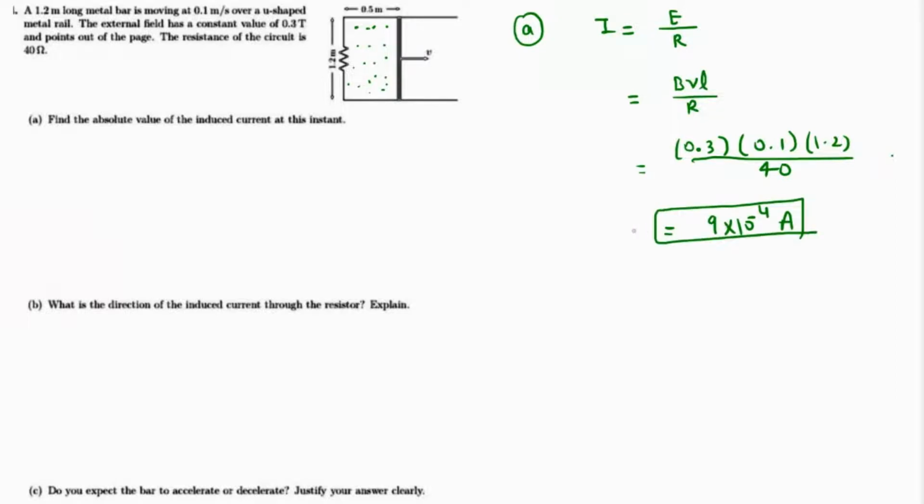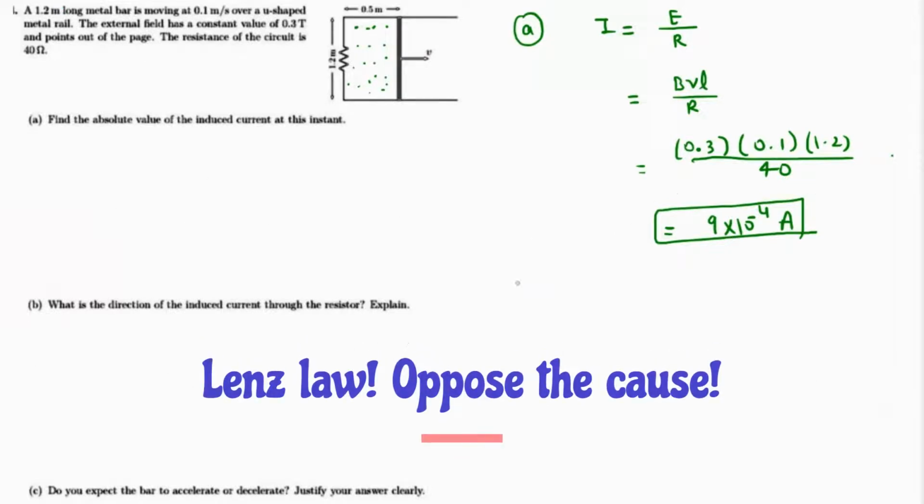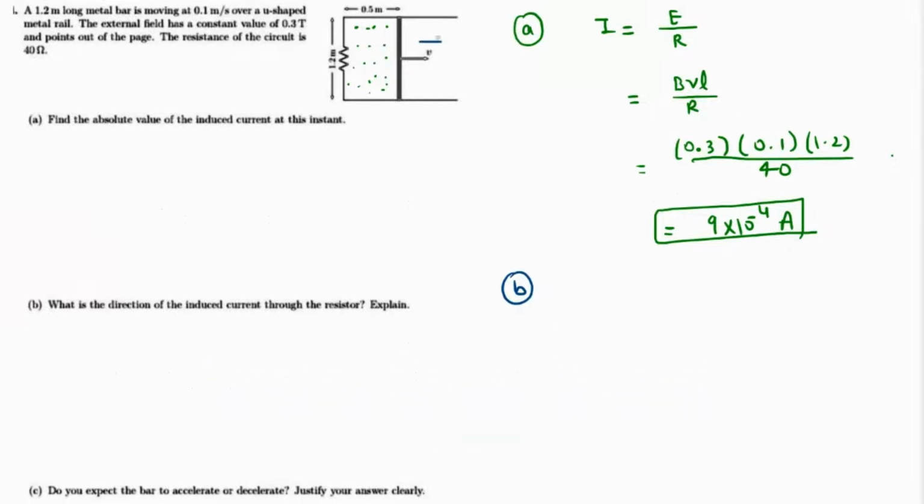What is the direction of the induced current? The direction will be given by Lenz's law, right? The direction will always try to oppose the cause. The cause is the moving bar, which is over here, because it is increasing the area and hence increasing the flux. So the force should definitely act over here.